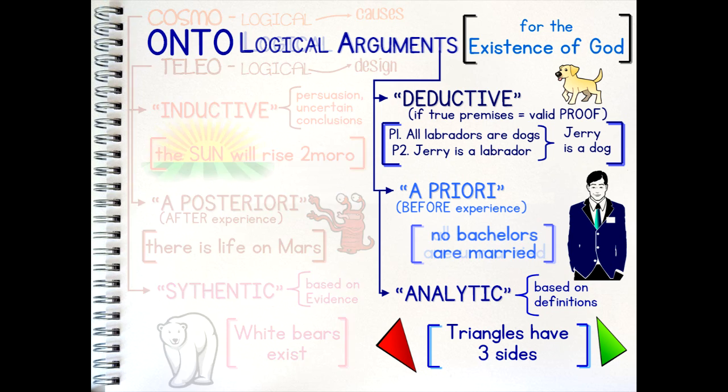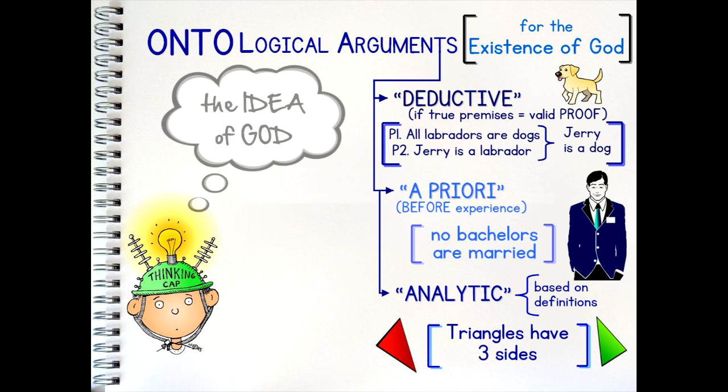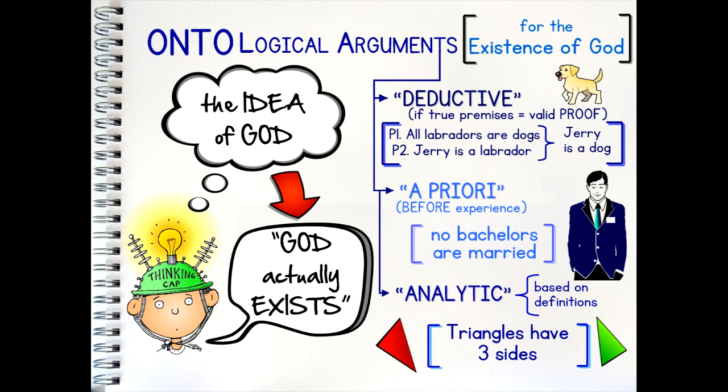What makes the ontological argument so bold and so different is that it claims that once we understand what we mean by the idea of God, we can be certain that God actually exists.